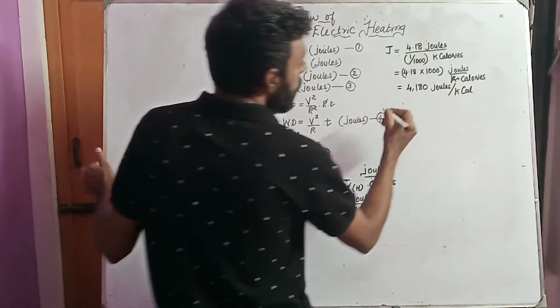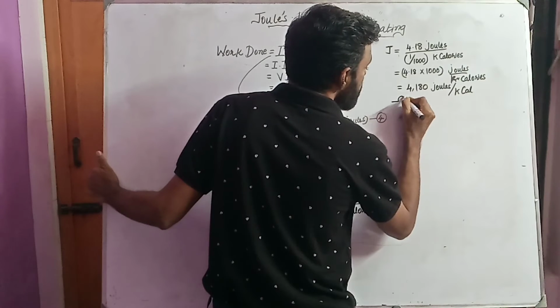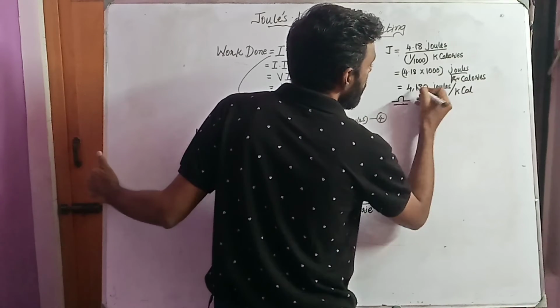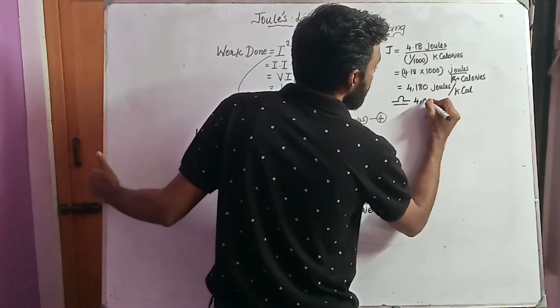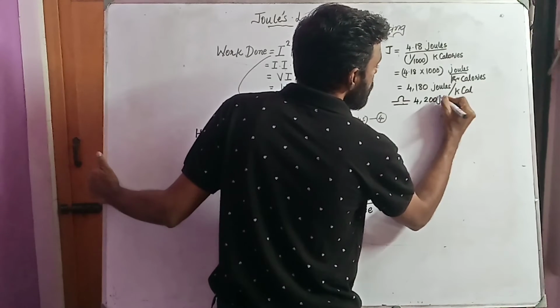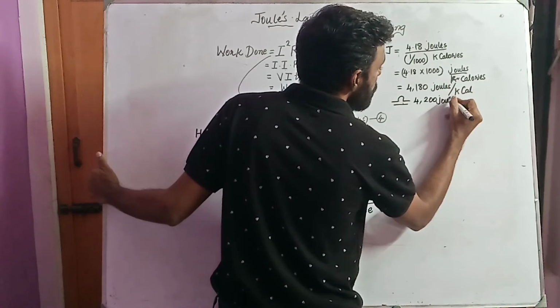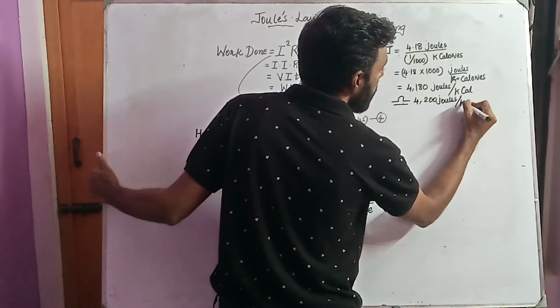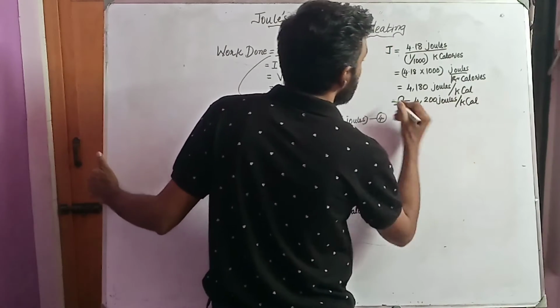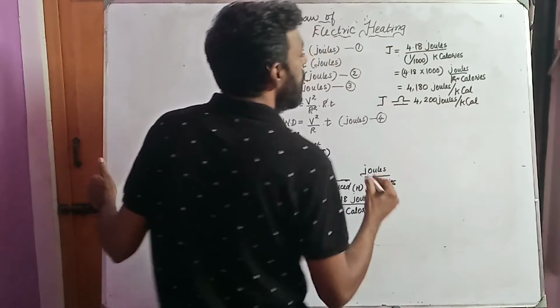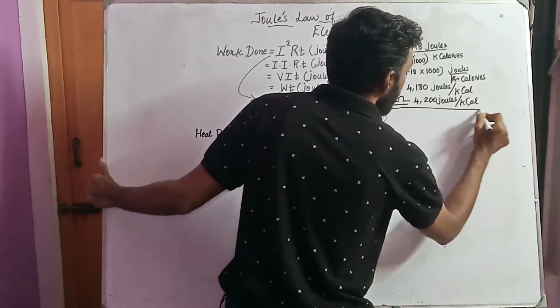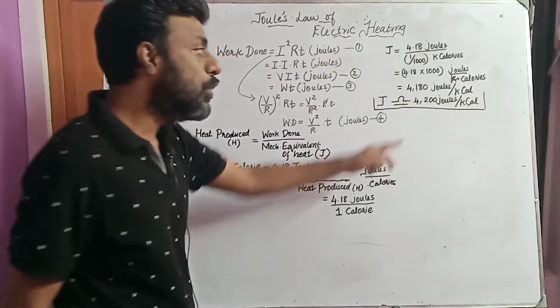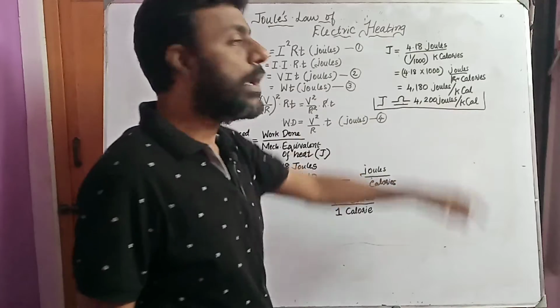Now I'm going to do an approximation and write it as 4200 joules per kilocalories. This is the approximation. So J, the value of the mechanical equivalent of heat, is nothing but 4200 joules per kilocalories.